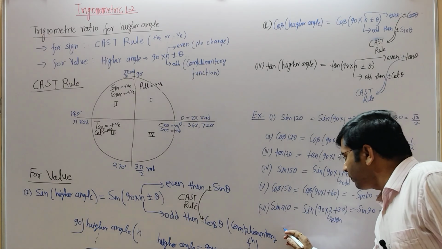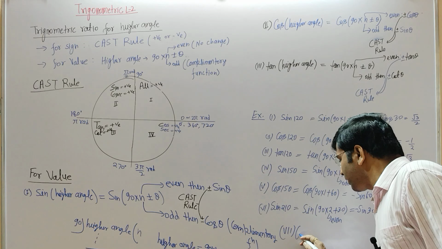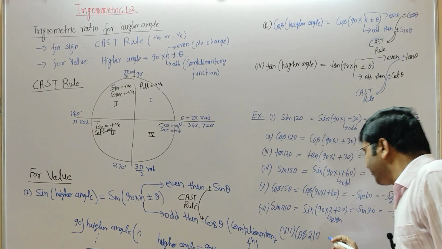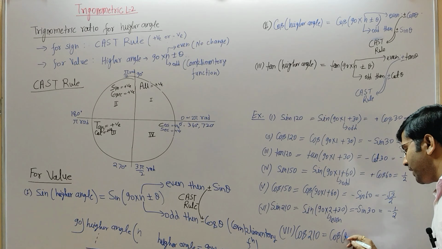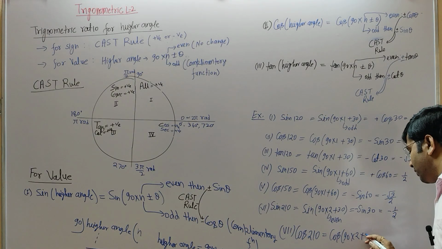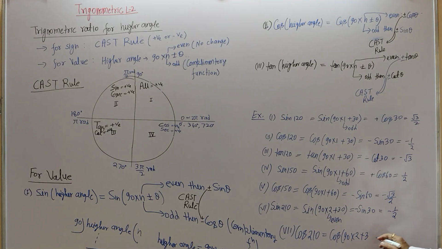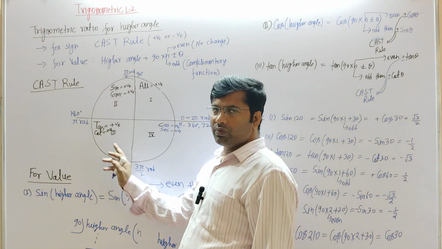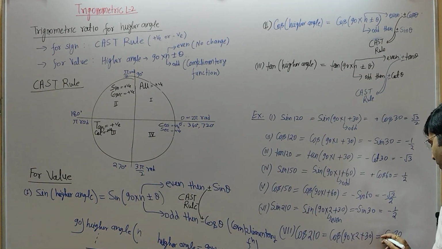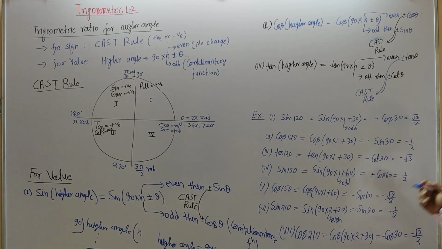Okay. Similarly, we can find out cos 210. We can write cos of 90 into 2 plus 30. This is even, so cos will remain cos, and 210 is in the third quadrant, where cos is also negative. So this value is minus root 3 by 2. So this is how we can find it out.